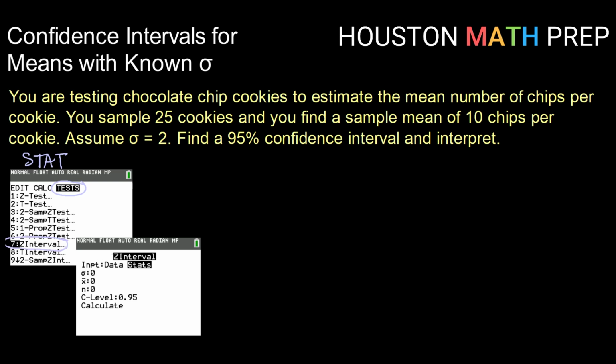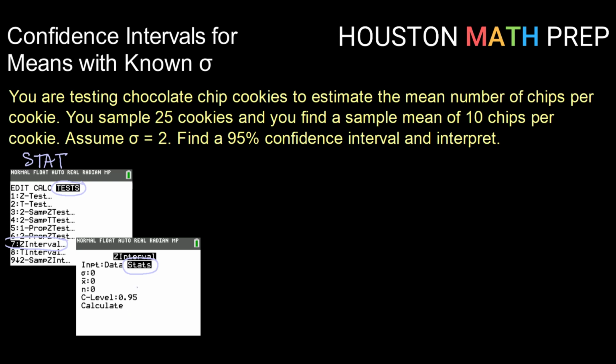Once you bring that up, you have 2 options, Data and Stats. You want to go over to Stats, and then it's going to bring up a list of items. You're going to type in each of these values: the standard deviation, your sample mean, the number in your sample, and what confidence level you would like to use. It defaults to 0.95, but of course you can change that to any confidence level that you need. Once you've done that, you'll highlight Calculate and hit Enter, and it will give you your confidence interval.